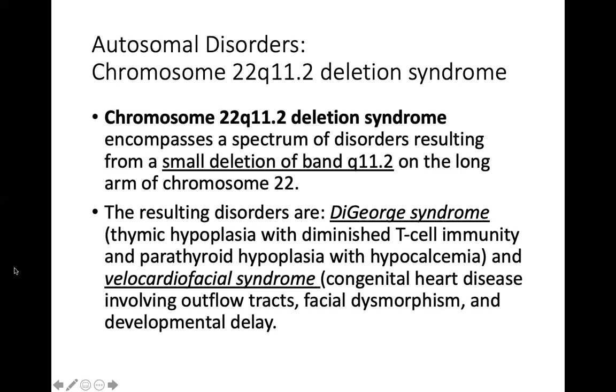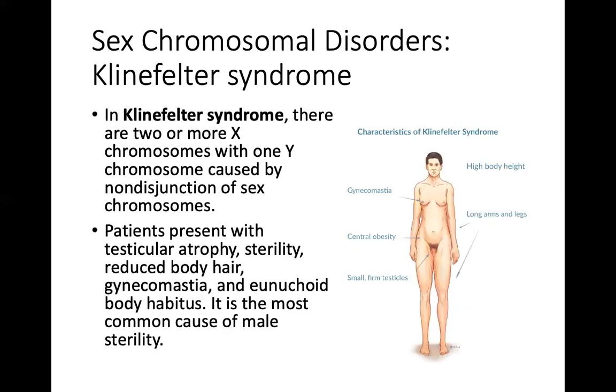Alright? While your velocardiofacial syndrome is a combination of congenital heart disease involving outflow tracts, facial dysmorphism, and developmental delay. Next, we have your sex chromosomal disorders. First is your Klinefelter syndrome. In Klinefelter syndrome, remember that there are two or more X chromosomes with one Y chromosome caused by non-disjunction of sex chromosomes. So may extra kang X chromosome, no? XY, XXY, okay?